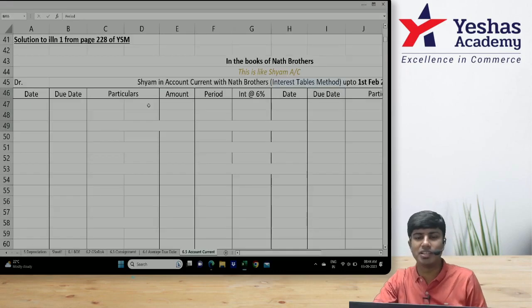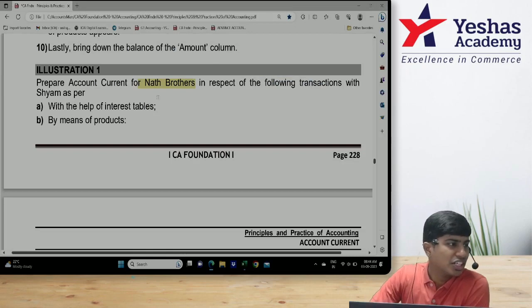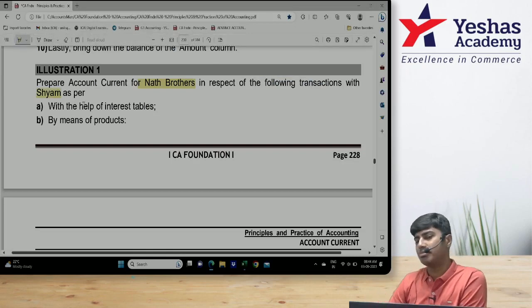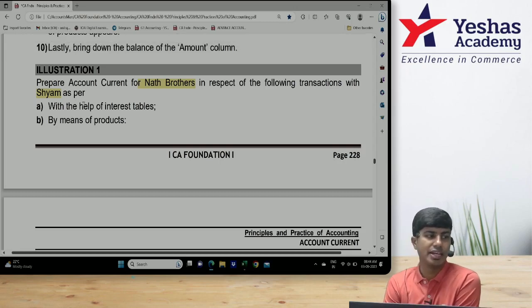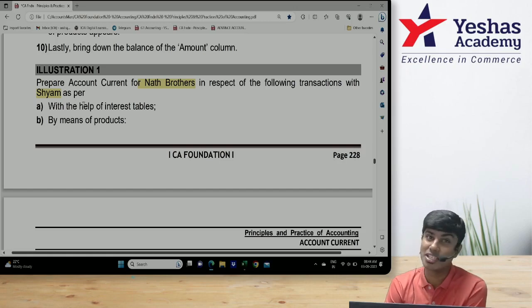Right there. Nath Brothers, sender. Shyam, receiver. Nath Brothers, sender. Did you write? Nath Brothers as sender and Shyam as receiver. Very good. Now tell me what is the name of the account current?